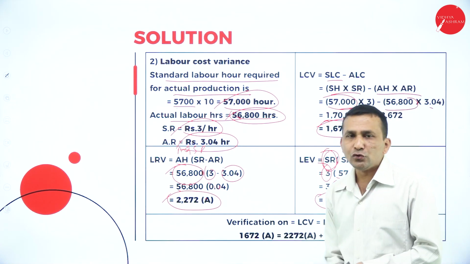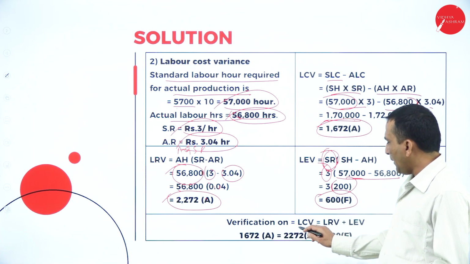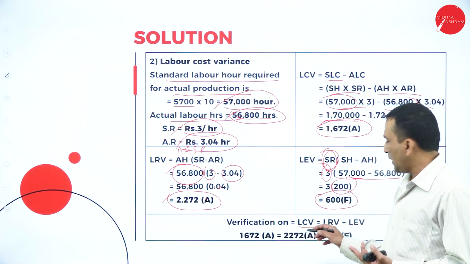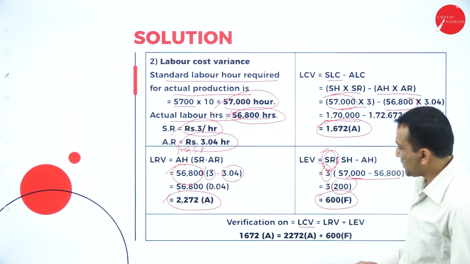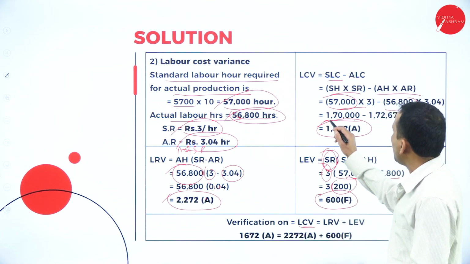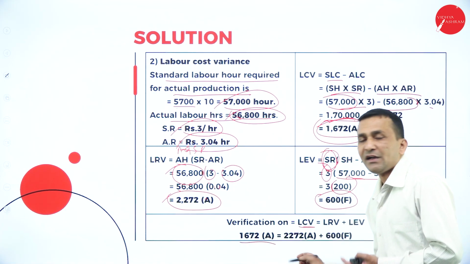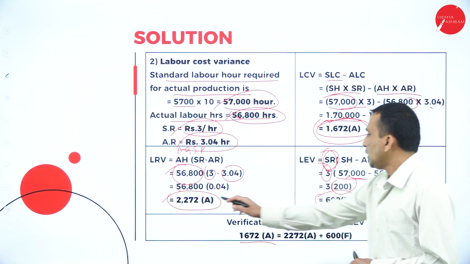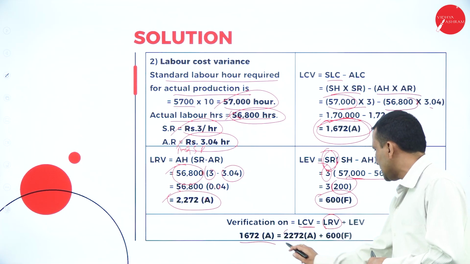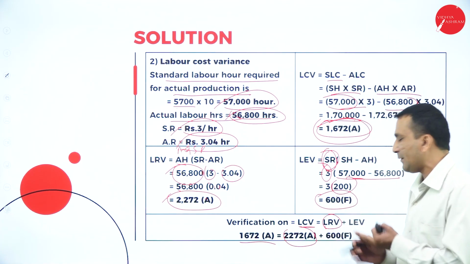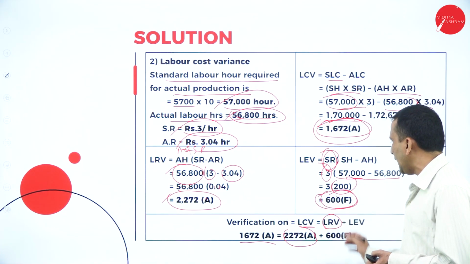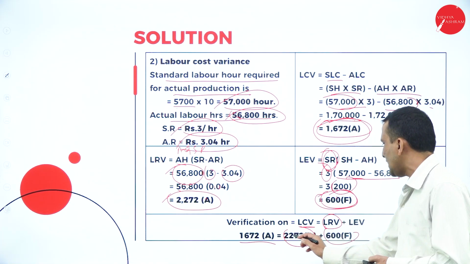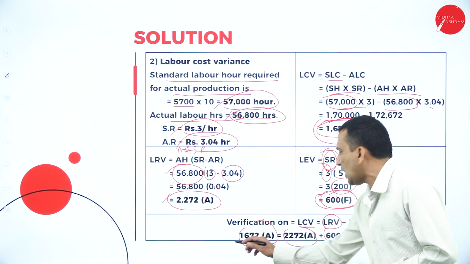So we need to do the verification. Labor cost variance: the formula is labor rate variance plus labor efficiency variance. Under labor cost variance we got 1,672, written as it is. Under labor rate variance we got 2,272, adverse. Here we get a favorable result for efficiency. So the adverse is more, and the result is also adverse.